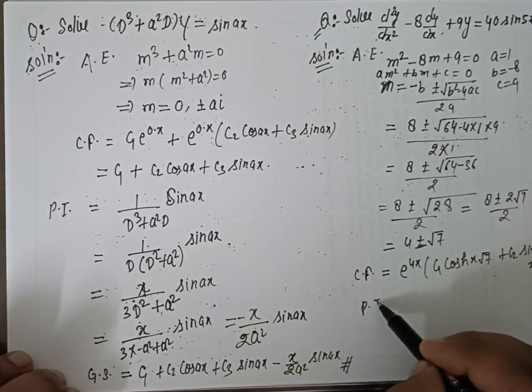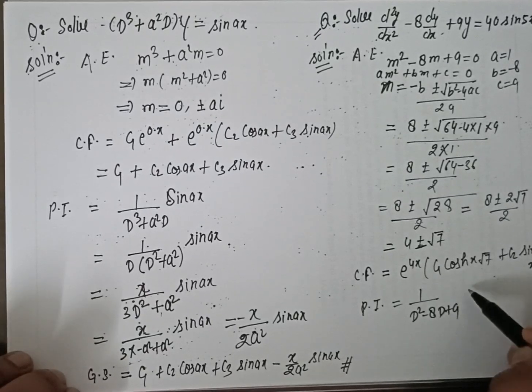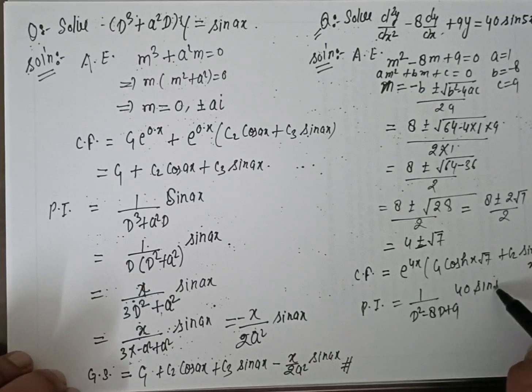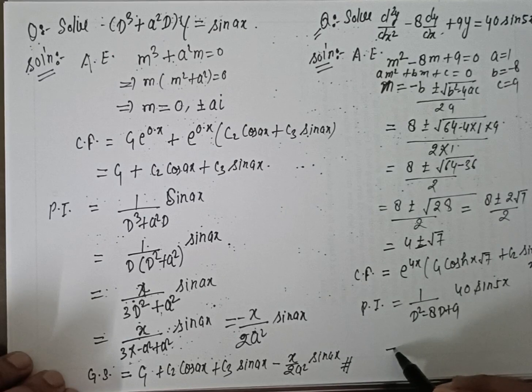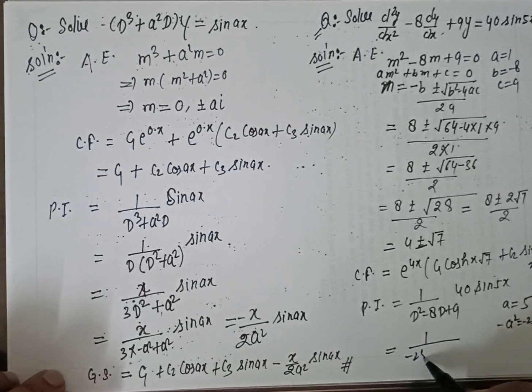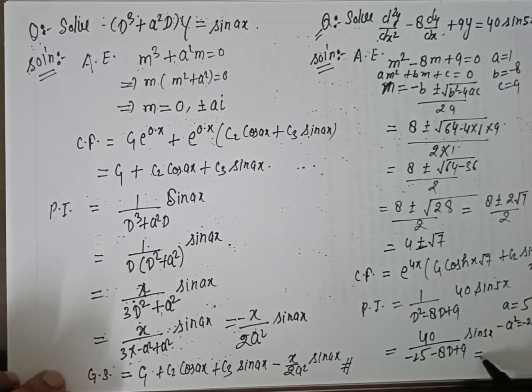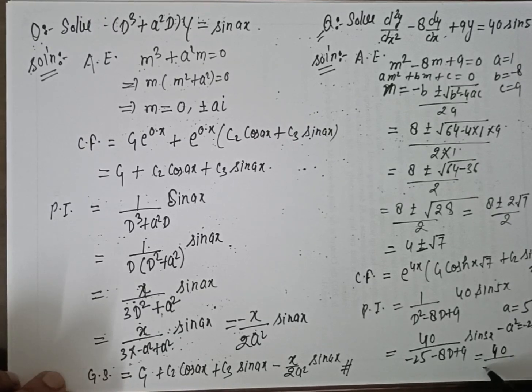Now to decide the particular integral, we need to solve 1 upon d square minus 8d plus 9, acting on 40 sine 5x. To solve this, we replace d square with minus a square. What about the a? That is 5. A square is 25, and with the negative sign, this is minus 25. So we replace d square by minus 25, and minus 8d and plus 9, and you can write the 40 sine 5x here. So you can simplify it as 40 divided by minus 8d, and what about minus 25 plus 9? I think it is minus 16.